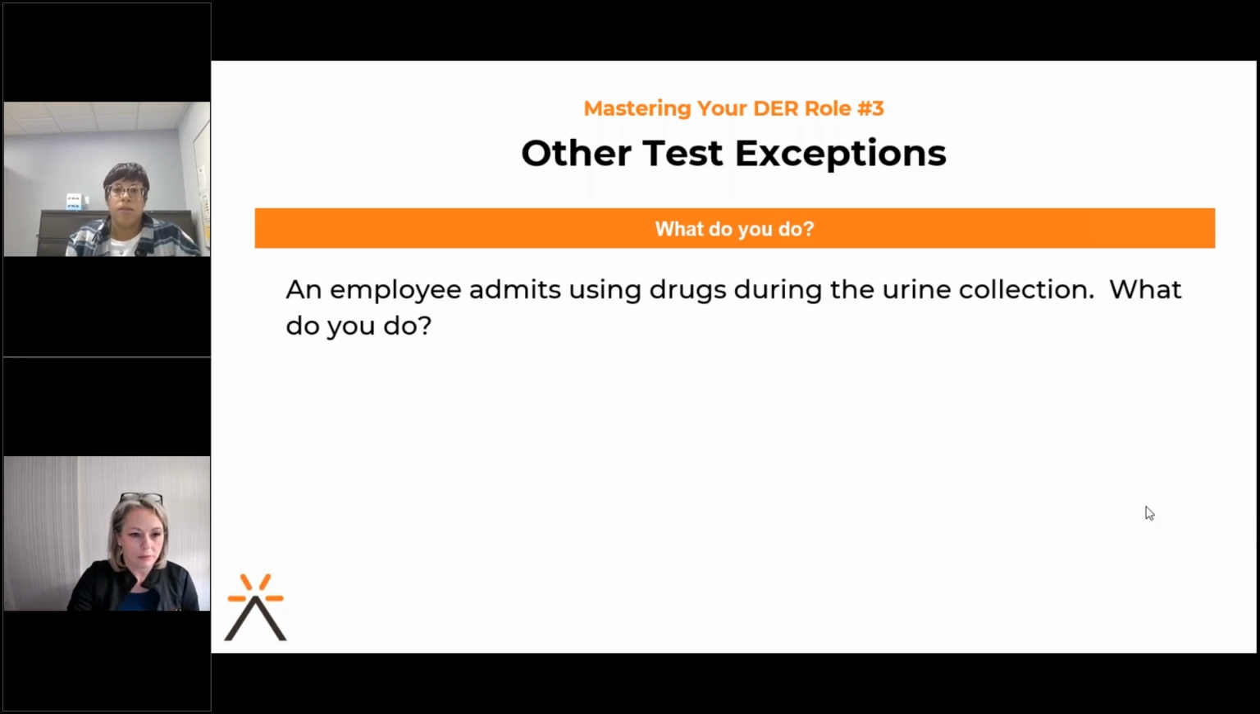How about drugs? Who would like to take this one on? If someone admits to using drugs during a collection. Have either of you had this happen? Yes, we have it quite often that they admit to doing some sort of a substance prior to that collection. They do complete that collection, on randoms of course, and some of the other ones. They are pulled out of service.